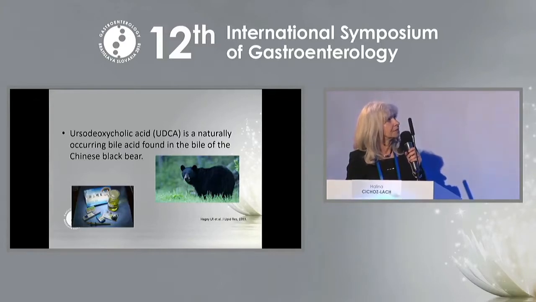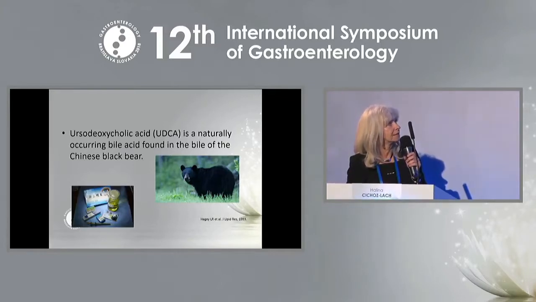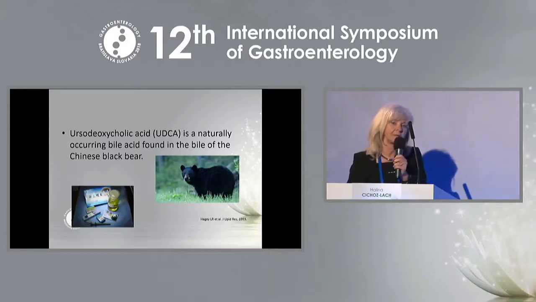Ursodeoxycholic acid is a naturally occurring bile acid found in the bile of the Chinese black bear. In the bear, UDCA is synthesized by hepatocytes and represents the largest part of the entire bile acid pool. The name UDCA comes from the word ursus, which in Latin means bear.